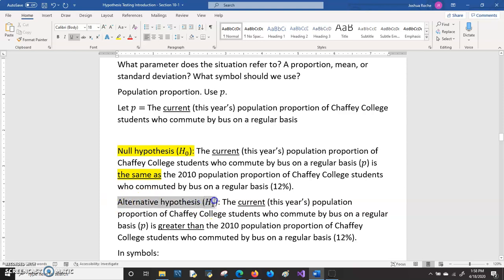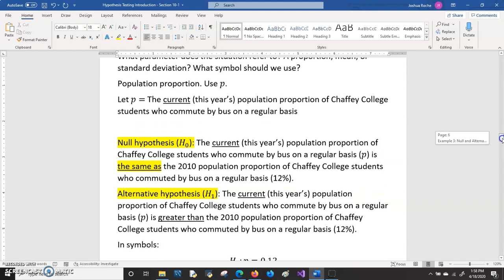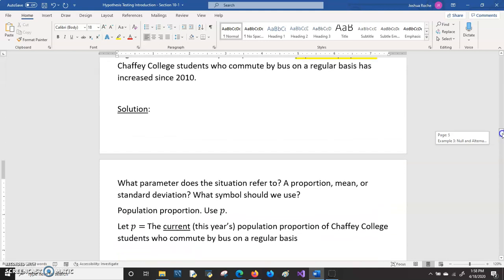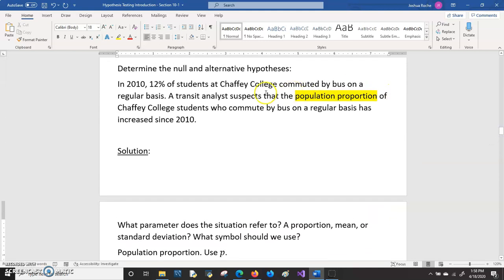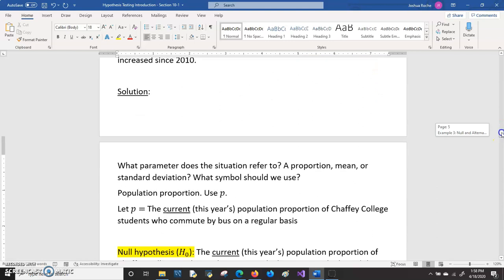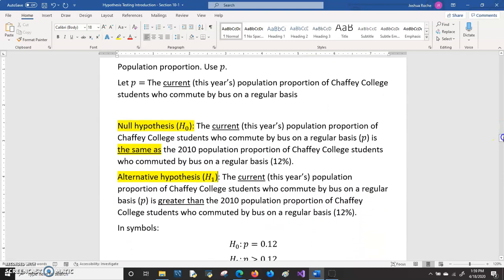The alternative hypothesis is the hypothesis put forward by the researcher. Back up here, the researcher was suspecting that the proportion has increased since 2010. So the alternative hypothesis is that this year's population proportion who commute by bus on a regular basis is greater than the 2010 proportion.